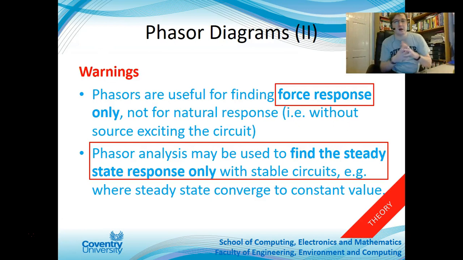Remember, phasors are only useful for finding forced responses. They're not good for natural responses, so you basically can't use them if you don't have some form of source to excite the circuit. A phasor analysis may be used to find the steady state response only with stable circuits. So it has to be a stable circuit, not a circuit that's growing out of control or a circuit that's damped and is slowly oscillating down to a damping point. So it can only be used for forced response, and only for steady state or stable systems.